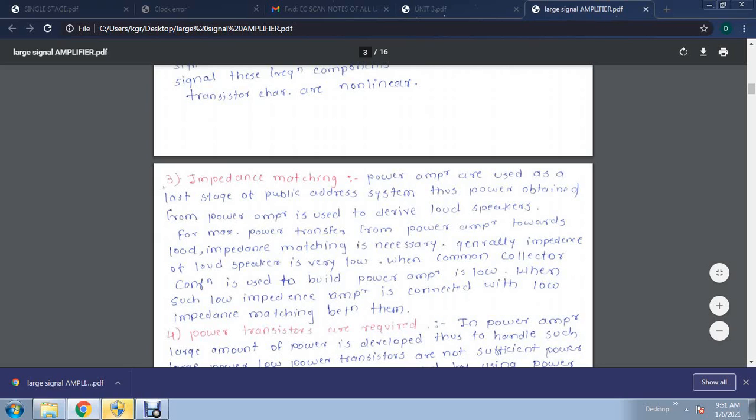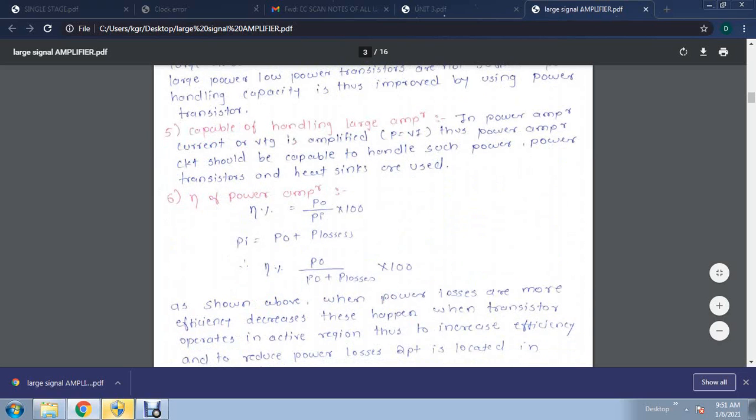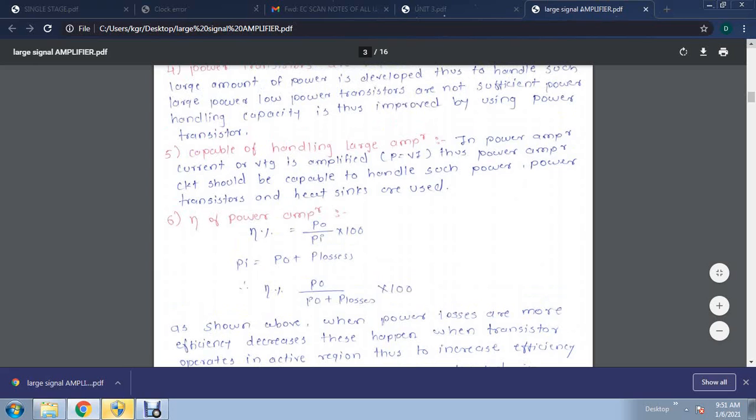Now coming to power transistors, in the power amplifier the large signal has to be considered. In a power amplifier, P equals VI, and the power amplifier circuit should be capable of handling such power. Power heat sinks are used. Now we have to take the efficiency of the power amplifier.